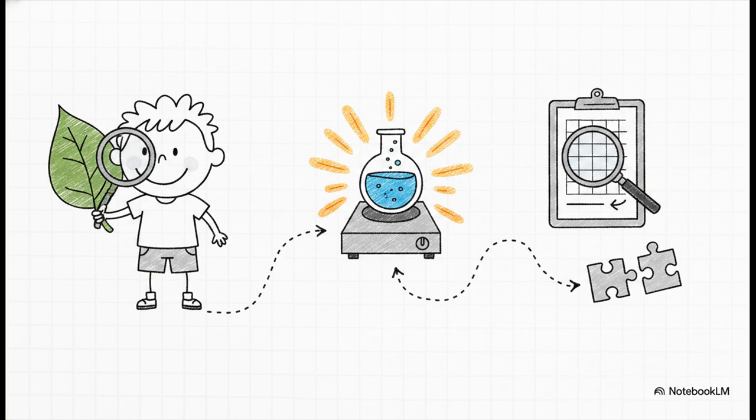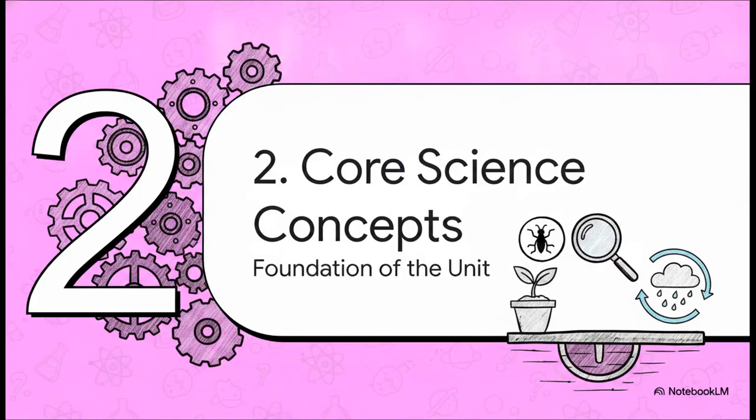Instead of sitting quietly at their desks memorizing facts, they're going to be up, out of their seats, huddled around a table with hand lenses, debating why a toy car moved the way it did. That enthusiastic, slightly chaotic engagement, that is exactly what active mastery looks like. Okay, moving on to Section 2. Now for our foundation, the core science concepts you need to understand to teach this unit confidently.